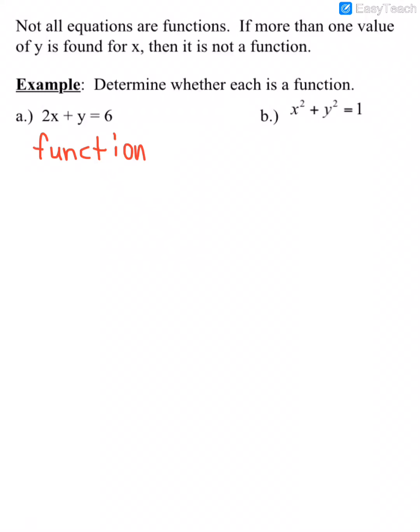But B, this has x to the second power and y to the second power. Well, we just said that if more than one value of y is found for x, then it's not a function. So, since y is raised to the second power, there's more than one value of y for every x. This is not a function.